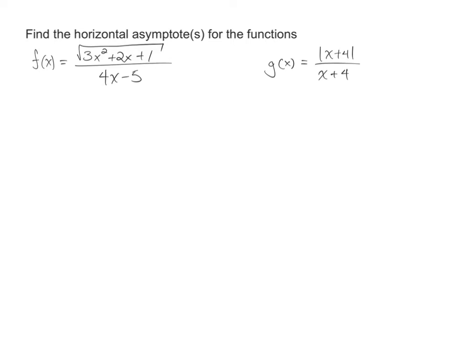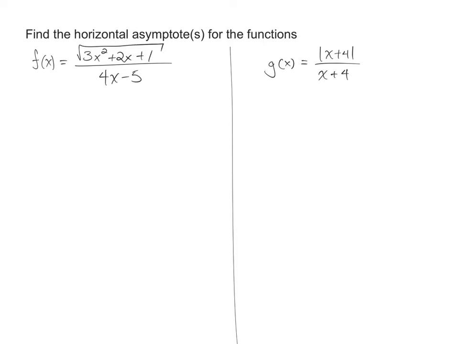Find the horizontal asymptotes for the functions. So on this first page we have a couple examples. f of x equals the square root of 3x squared plus 2x plus 1 all over 4x minus 5. And when you start looking at these square roots of x squareds, funny things happen. This leaves you with two different horizontal asymptotes, which is very strange.